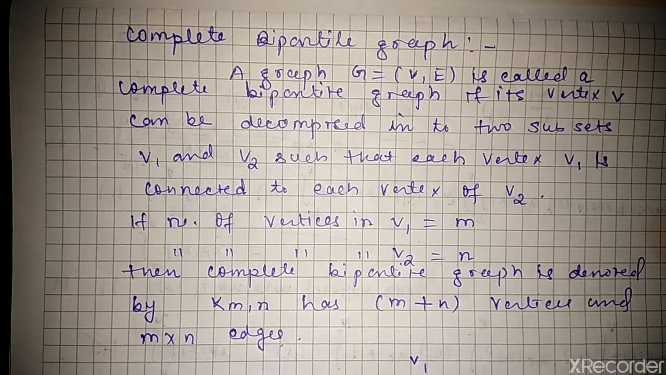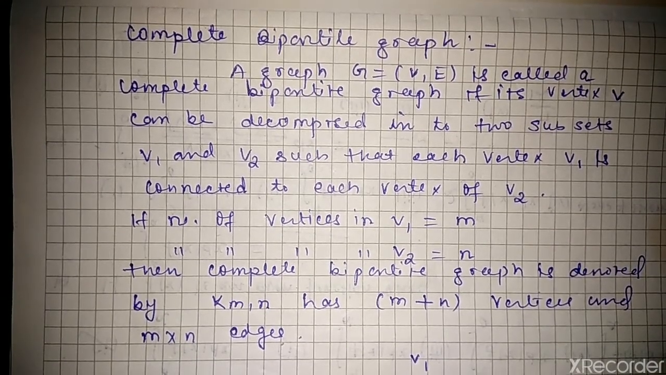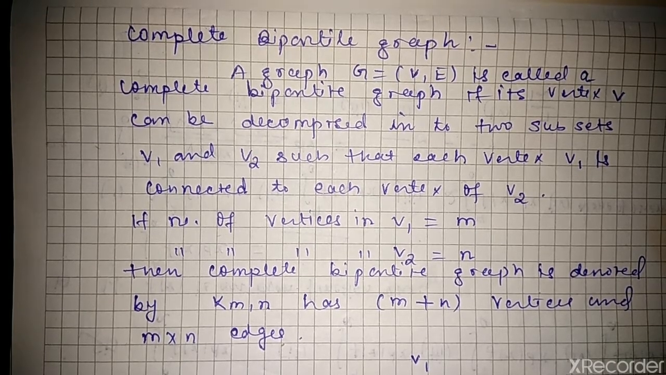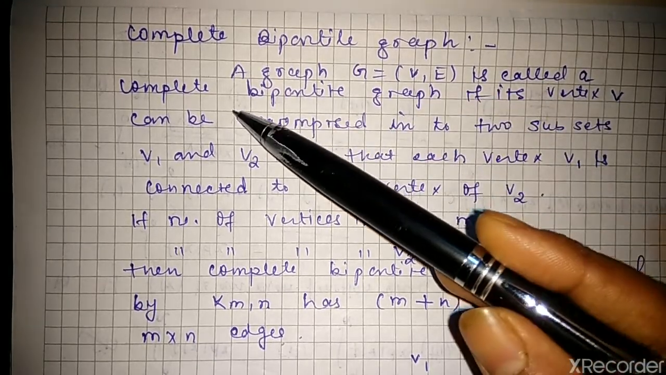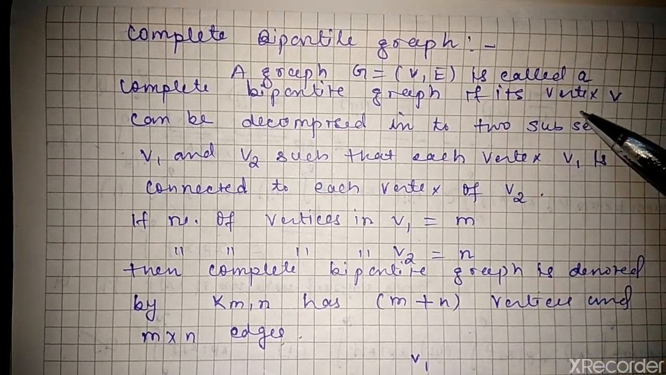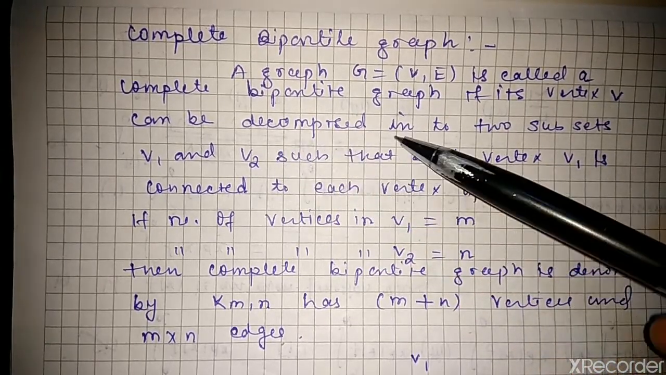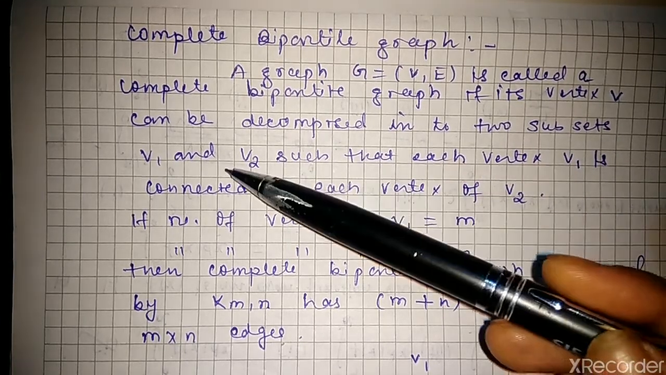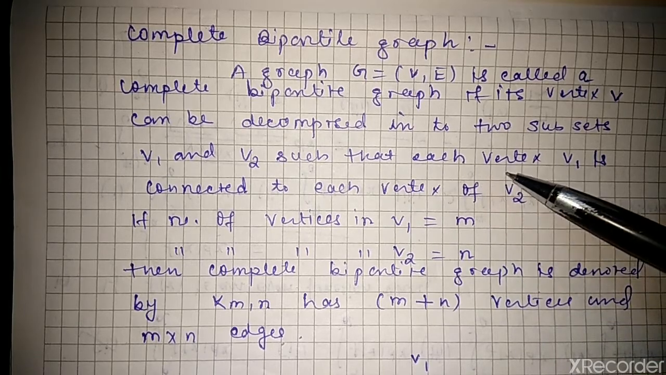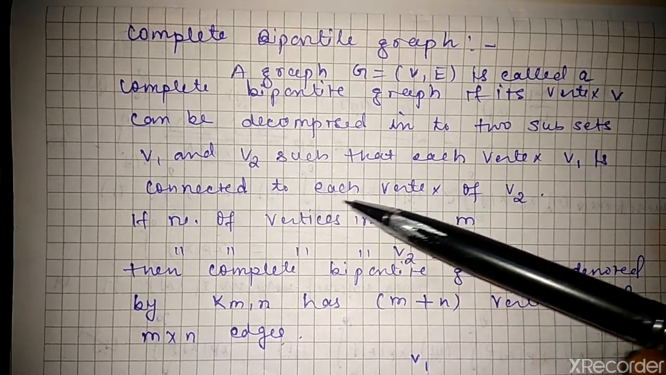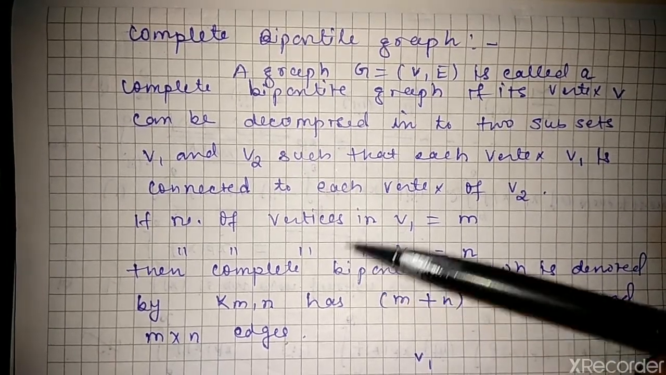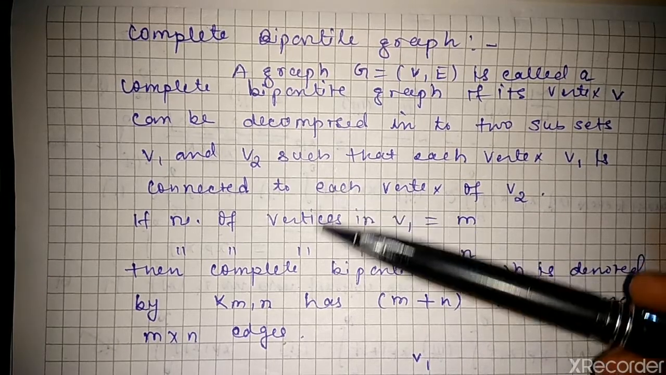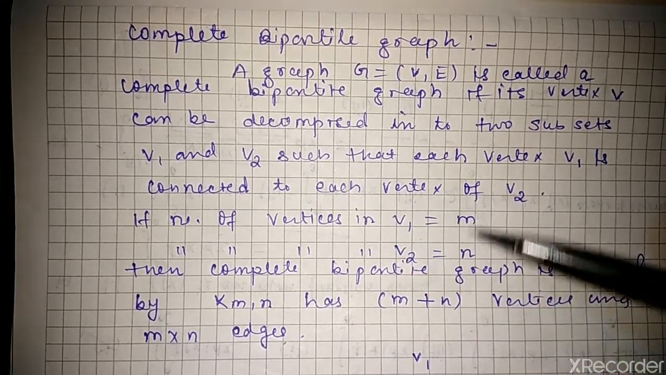Now next is the complete bipartite graph. Earlier we discussed the bipartite graph, so today we will see what a complete bipartite graph is. A graph G equals (V, E), number of vertices and number of edges, is called a complete bipartite graph if its vertex set V can be decomposed into two subsets, V1 and V2, such that each vertex of V1 is connected to each vertex of V2. Suppose we have two sets, then each element of set 1 is connected with the elements of set 2.